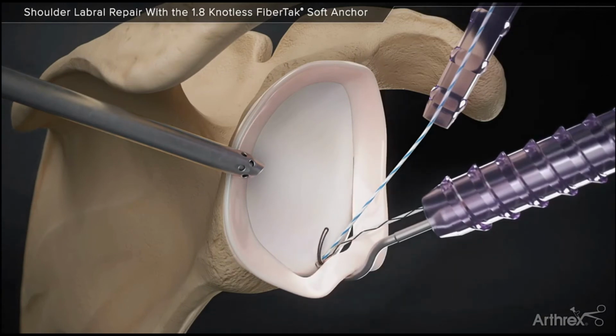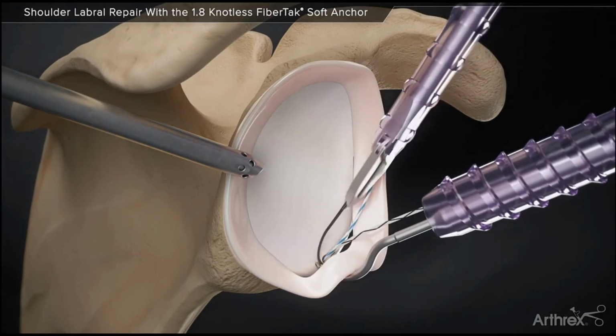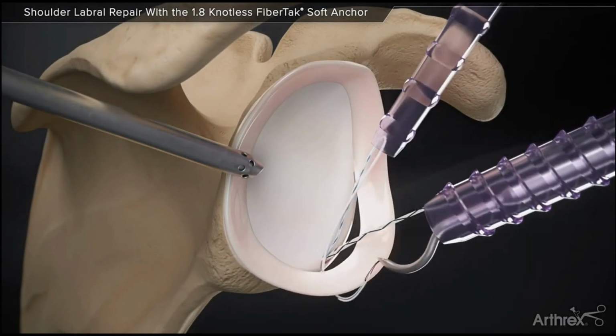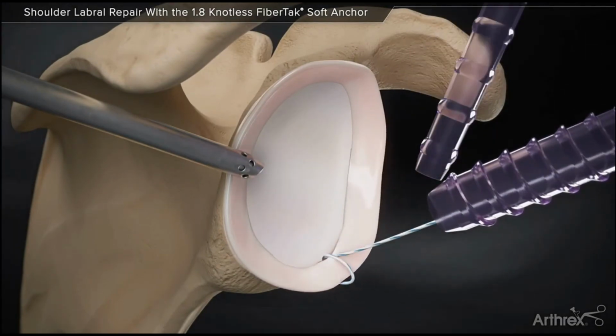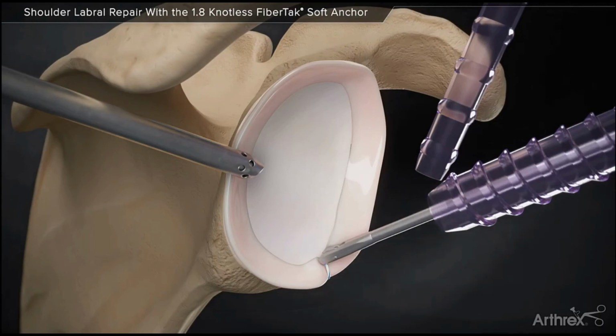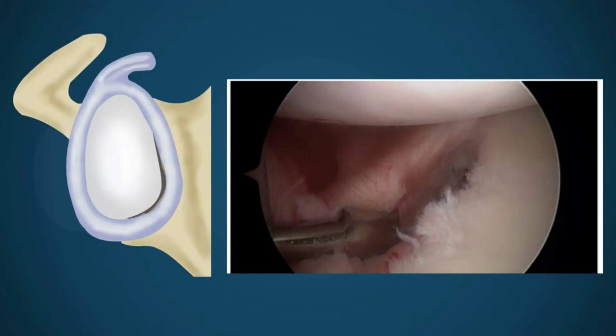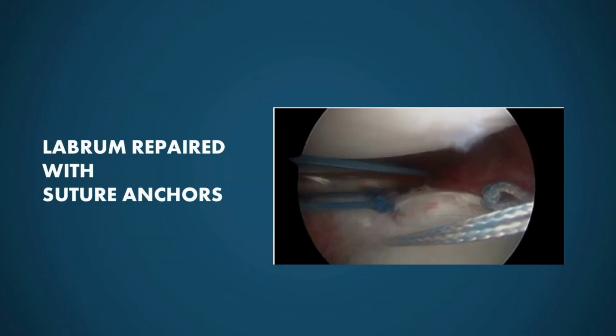One of the suture limbs is taken through the labrum and knots are made to reattach the labrum to the bone. Three to four suture anchors are inserted to ensure a secure repair. This is an arthroscopic view of repair with suture anchors.